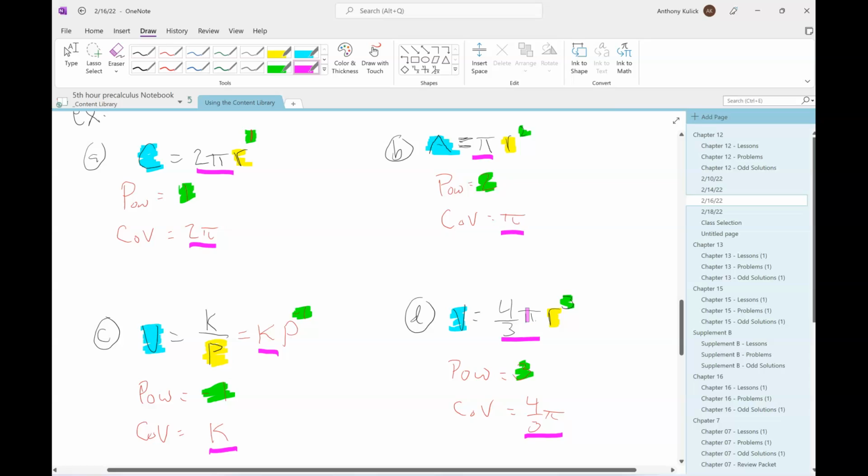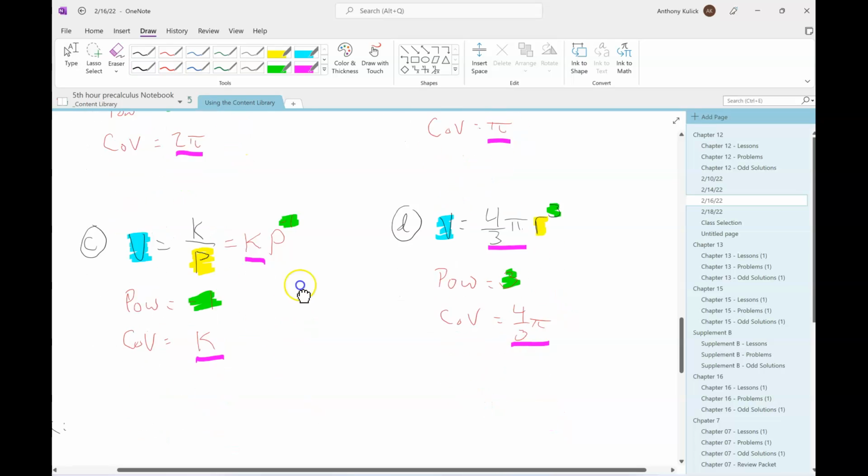Everybody okay? Not too difficult. It's just kind of like using the vocab. Maybe you have to pull out an algebra rule like we did on number C there to figure out what the power was because it was kind of hidden from you, but by and large it's not really complicated.